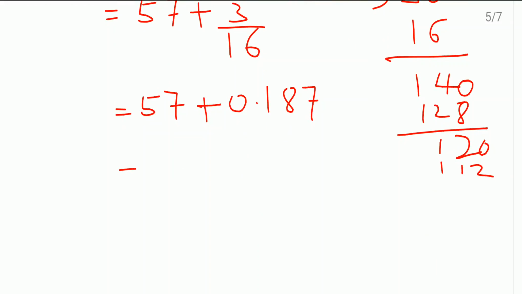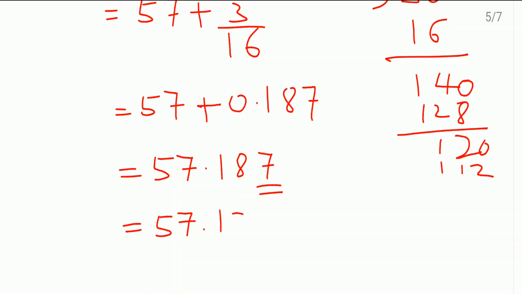Finally I will write here 57.187. This last digit is more than 5. So I can increase the previous digit by 1. So 57.19. You can write down approximately. Right? Approximately. Therefore, mean is 57.19. I hope all of you understood this sum. Thank you.